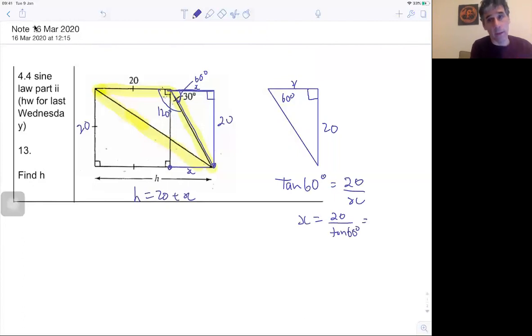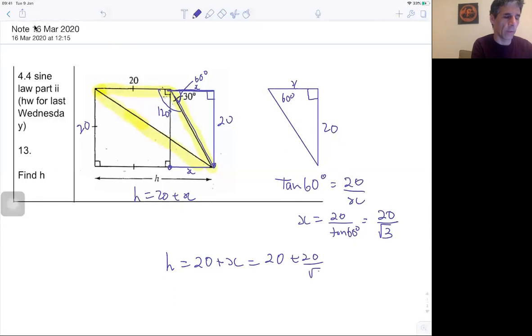Now, rather than take out my calculator, I remember from last week or the week before, we memorized that the tangent of 60 was the square root of 3. You could also get it on your calculator, but if you notice, the answers in the back are based on square root 3. The answer in the back looks something like h is 20 plus x, so that'll be 20 plus 20 over the square root of 3, and I believe the answer on the worksheet, they factored out the 20 to get an answer of that sort.